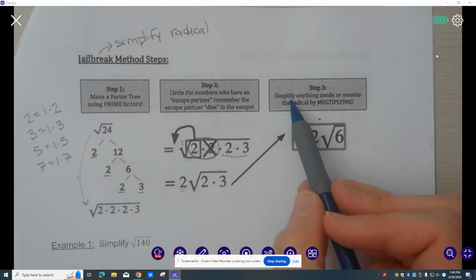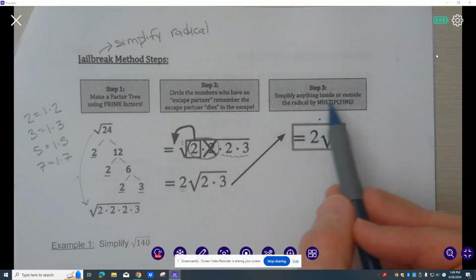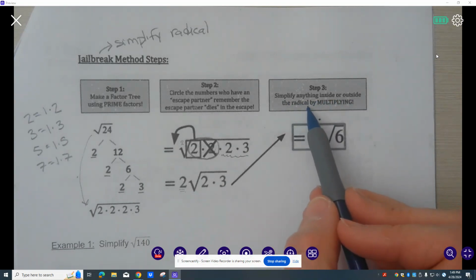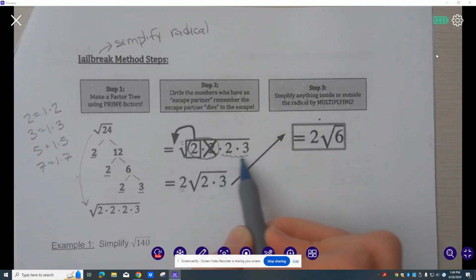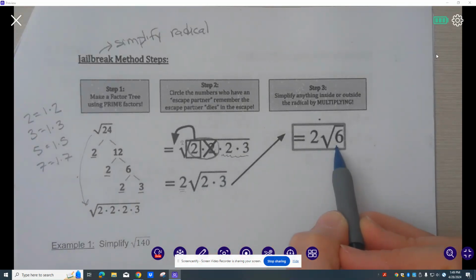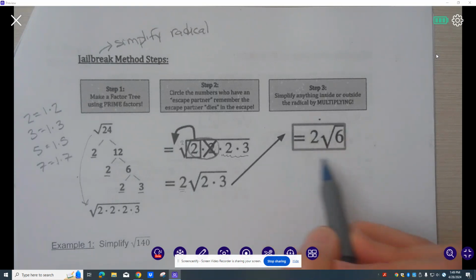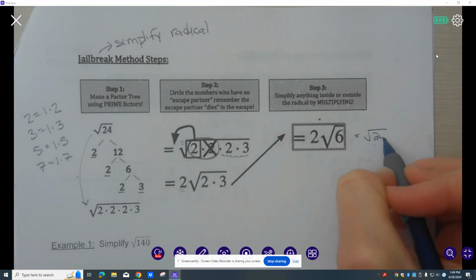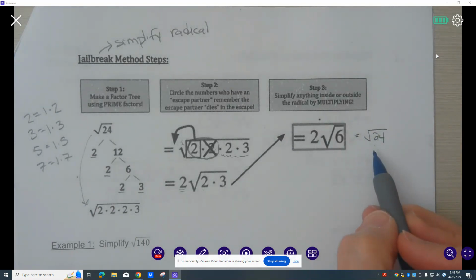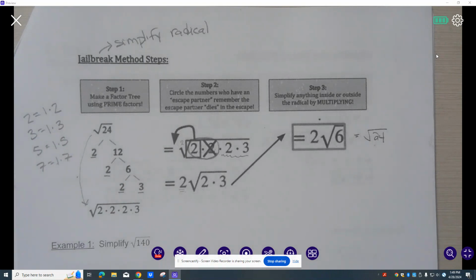And then step 3, it says simplify anything inside or outside the radical by multiplying. So this 2 is the only thing outside the jail, so that stays outside the jail. The 3 times 2 that was stuck in the jail, you'll multiply those together. So this is a fully simplified radical. So this is equal to the square root of 24. Square root of 24 was not simplified. 2 square root of 6 is simplified.